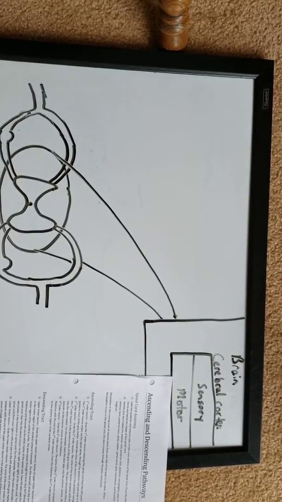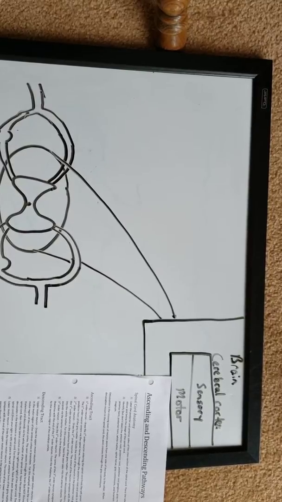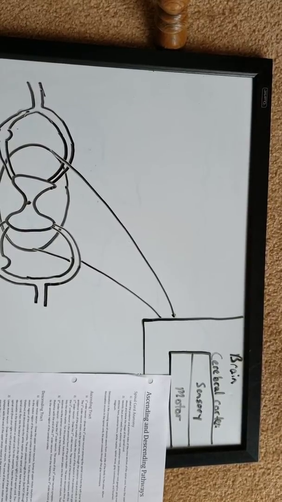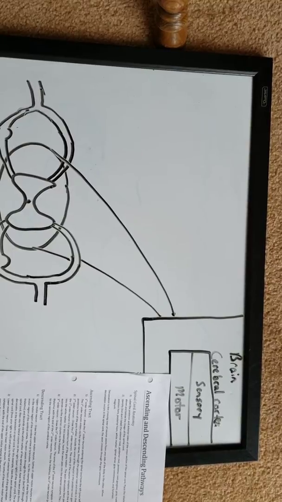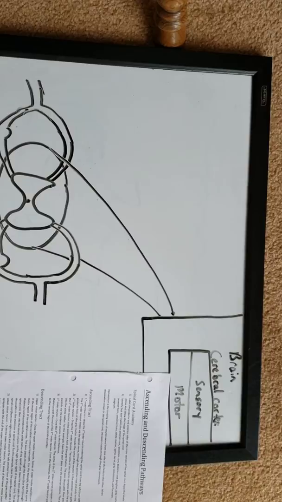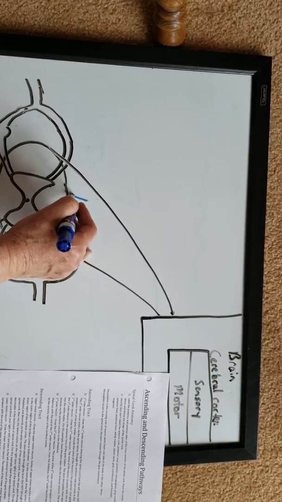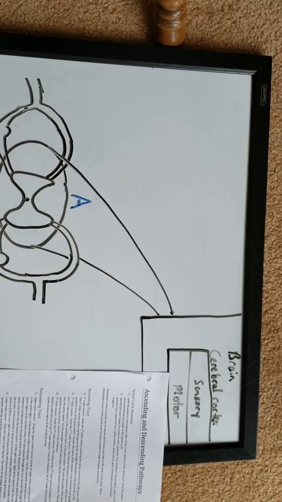Here's our image of the spinal cord. I'm going to start by labeling the anterior and the posterior sides of the spinal cord. So I see right here that posterior root ganglion right there. So I know that this side is posterior, so I'll label this P. And if that's posterior, this side must be anterior.